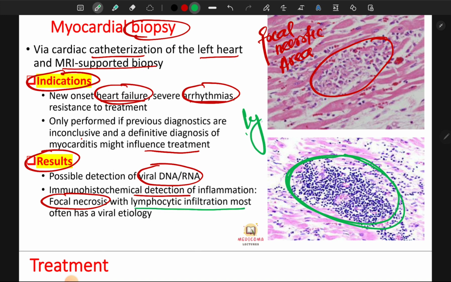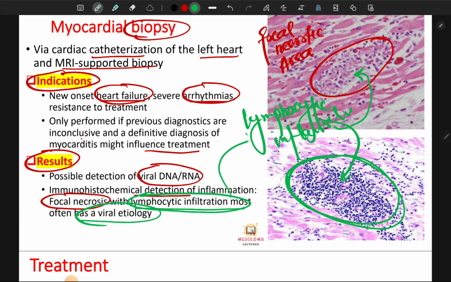So there will be lymphocytic infiltration, and it often has a viral cause. This is the important point: if there is a lymphocytic infiltration, this means the cause is viral. So in immunohistochemical detection, if there is a lymphocytic infiltration, it will most commonly be a viral cause. So try to remember this point.